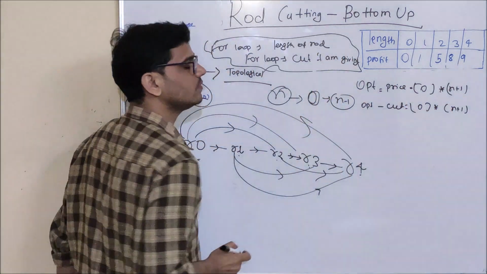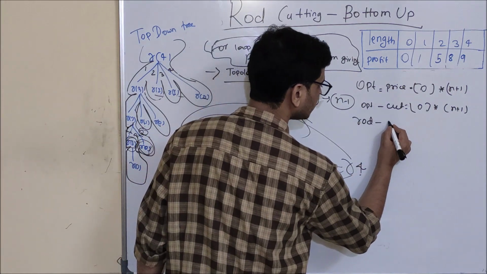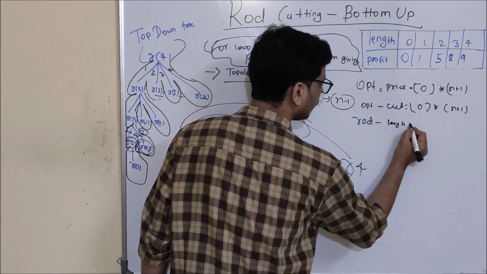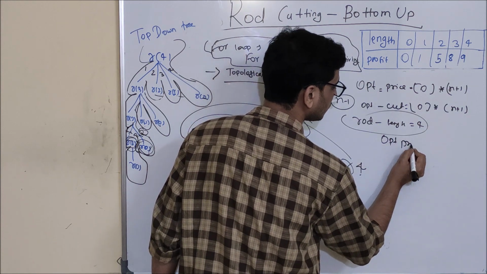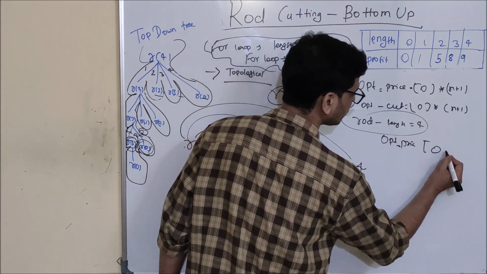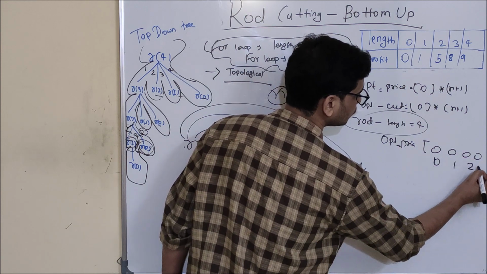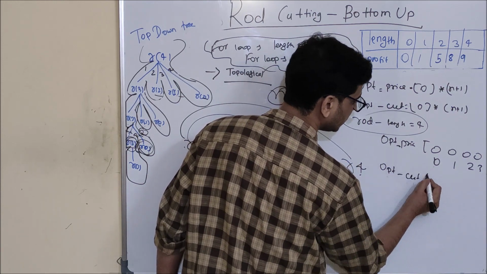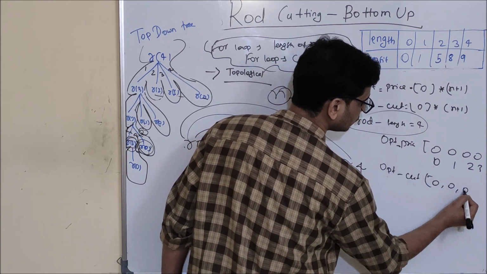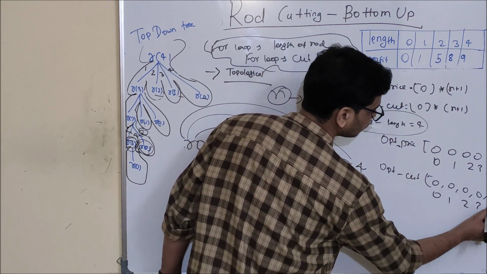That is, suppose I am calculating for rod length equal to 4, then my opt price will be 0, 0, 0, 0, 0, and my opt cut list will be 0, 0, 0, 0, 0. Okay? With indices 0, 1, 2, 3, 4.